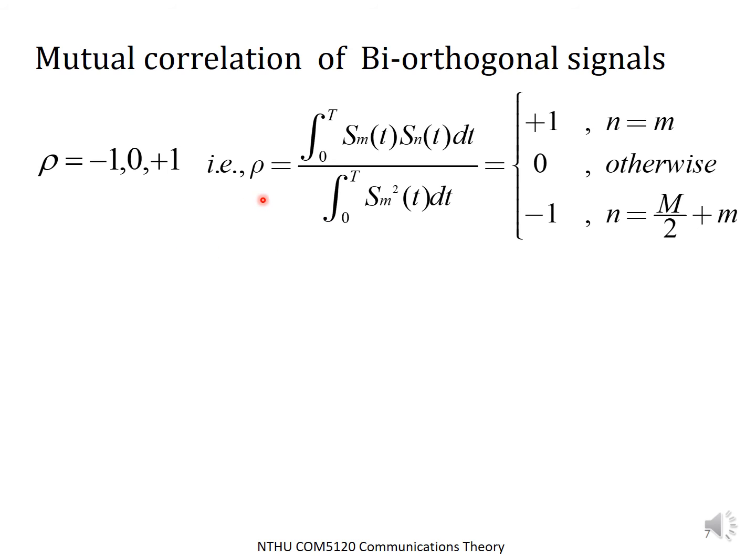So the correlation takes three values, and because of this correlation coefficient, that's why this signaling is called bi-orthogonal. There are binary values of the correlation coefficient. It's not always orthogonal, right? It could take dipole values. That's why it is called bi-orthogonal signals.